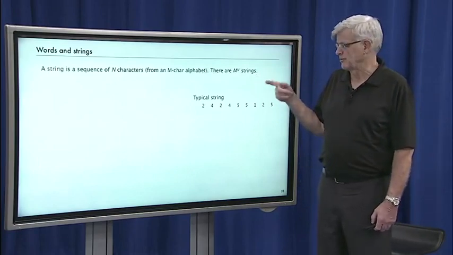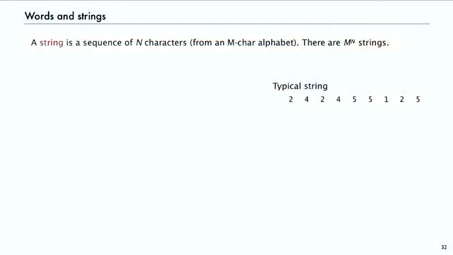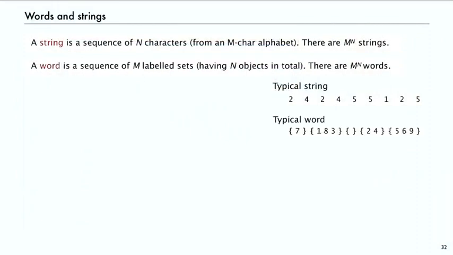So last time we talked about strings. It's a sequence of n characters drawn from an m character alphabet, so that there's m to the n different strings. And it's just a sequence of characters. This time we're going to talk about that same object, but we're going to look at it as a word. So it's a sequence of m labeled sets that have n objects in total. There are also m to the n words, and so it's a sequence of sets.